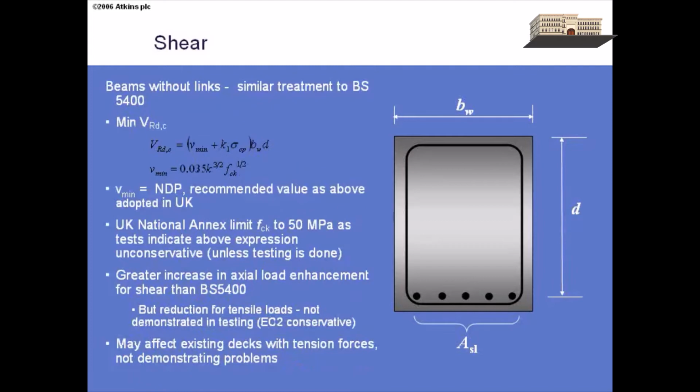There's also, irrespective of what longitudinal reinforcement you put in, a minimum resistance that the concrete provides. So that's just a function of the V min of the concrete grade. And again, those minimum concrete resistances are again very similar to what we had from BS500.